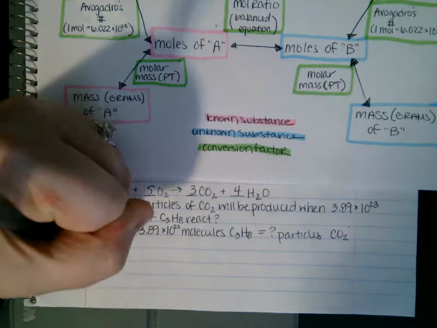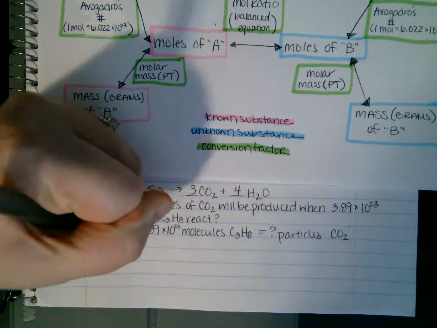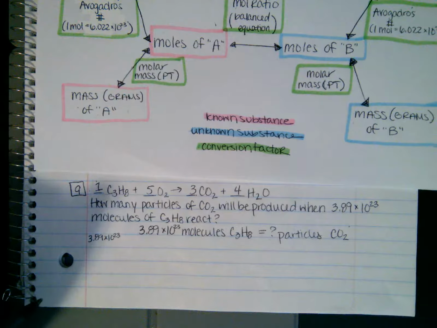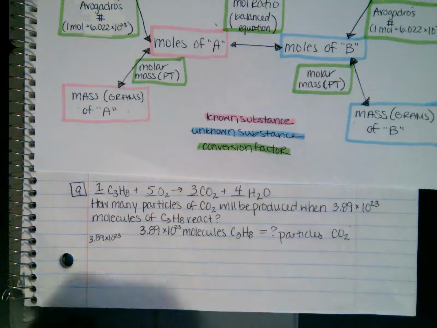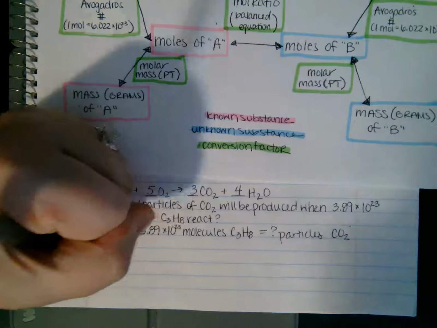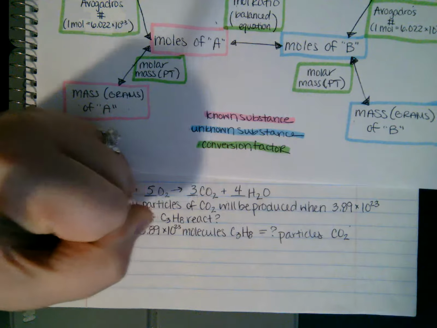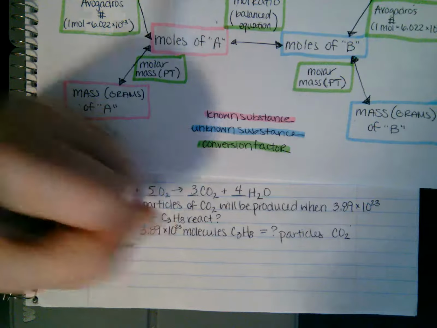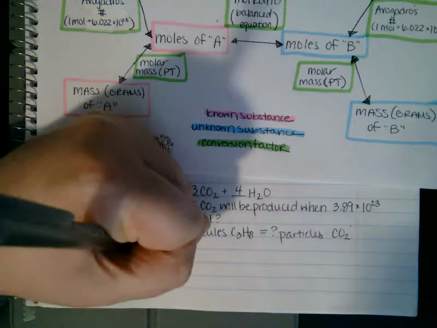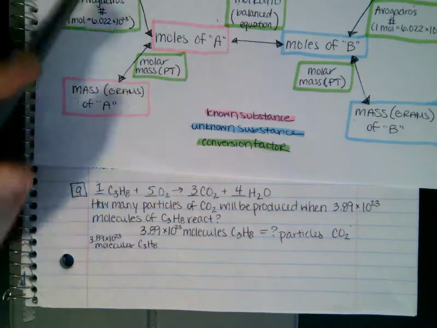Well, just like always, start with what you're given, 3.89 times 10 to the 23rd. And you'll notice I tend to write these smaller just so that my T-charts don't take up 87 pages worth of lines. Okay, 3.89 times 10 to the 23rd molecules of propane.